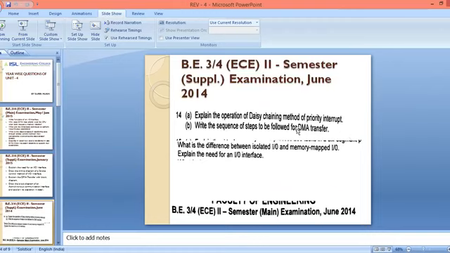Next, in June 2014, we have asked you what is the difference between an isolated IO and memory mapped IO. What is the need for an IO interface? Just now I have discussed what is the need for an IO interface. Now let us see the difference between an isolated IO and memory mapped IO.